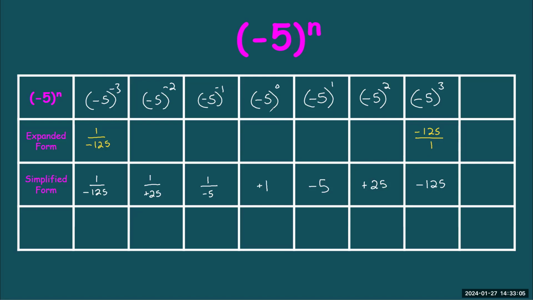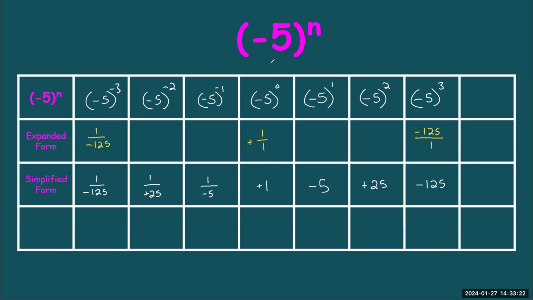And anything taken to the power of 0 is just going to be a fraction of 1 over 1, or just 1 by itself. So hopefully these charts and these examples help demonstrate why any base taken to the power of 0 is going to give us an output of 1.